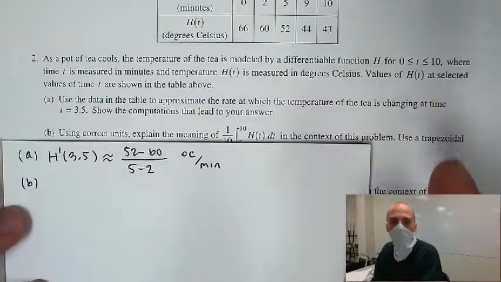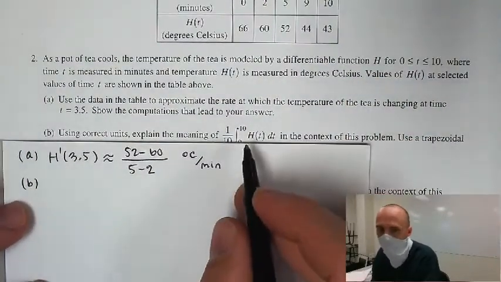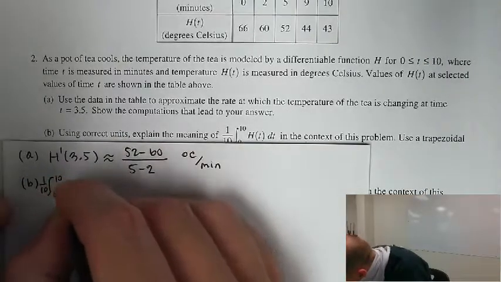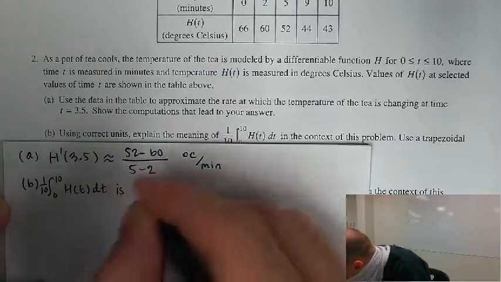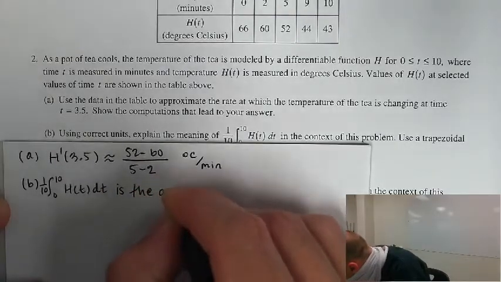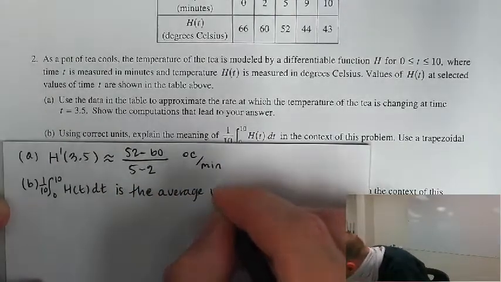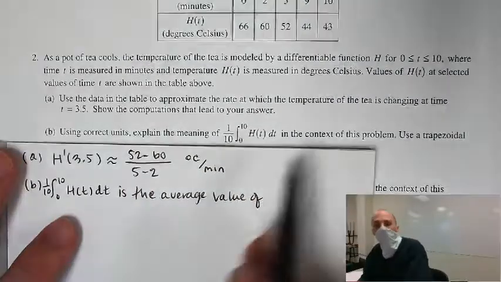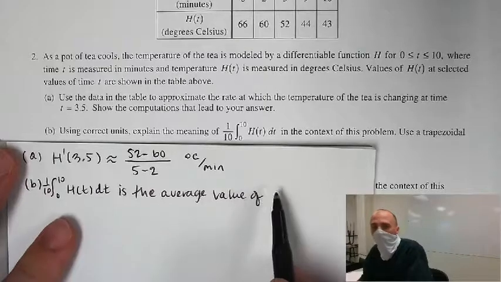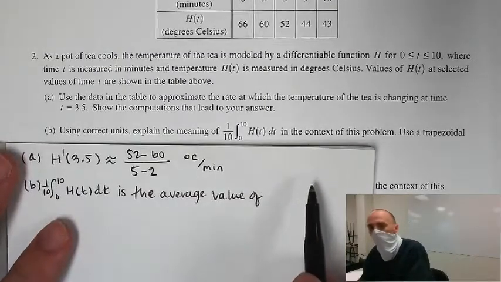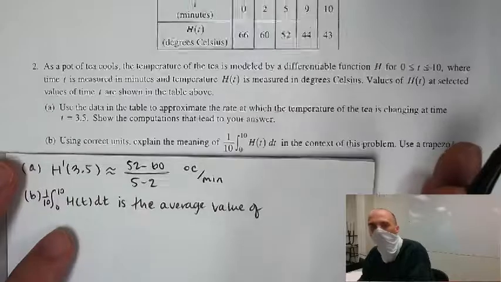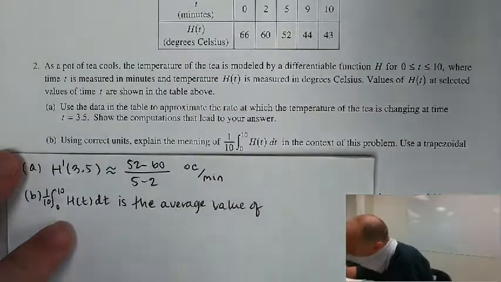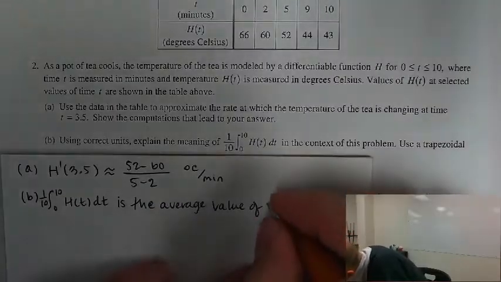All right. Using correct units, explain the meaning of 1/10 of the integral from 0 to 10. Oh, that's a good one. We can do that. It is the average value of h. But I'm not going to say h, because they said in the context of this problem. Saying that it is the average of h on 0 to 10 is interpreting it on a calculus level, but not on a worldly level. So what does h mean? The temperature of the tea. So I'm going to write that in exactly as they wrote it.